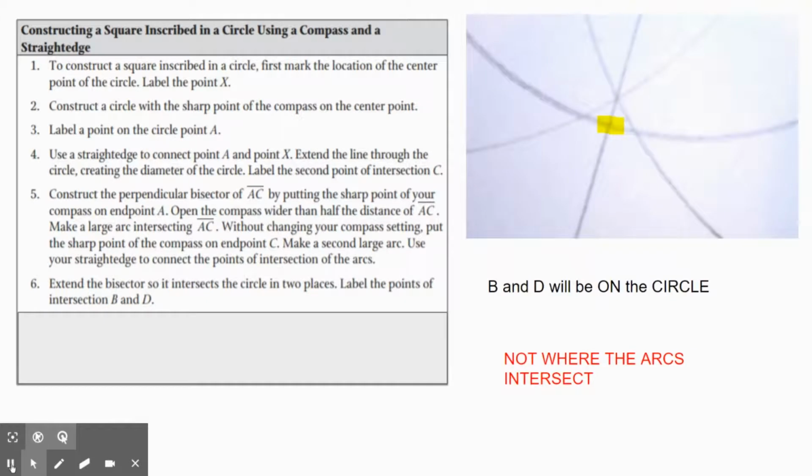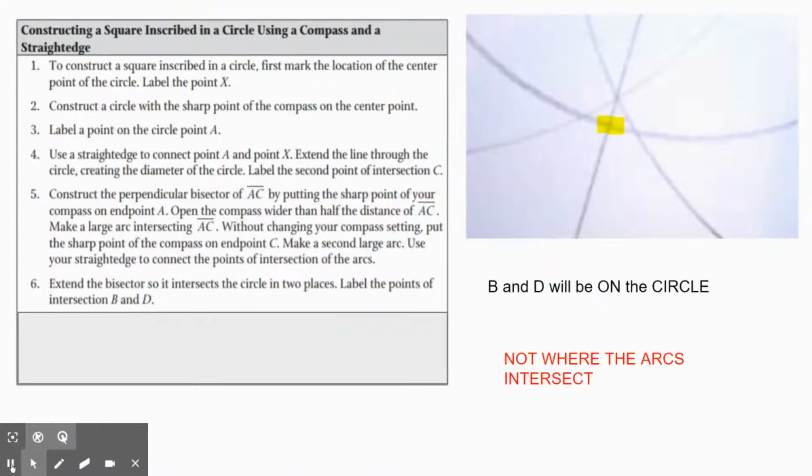Now this is where it gets tricky. We drew a line through the intersection of the arcs, but now I want you to ignore the intersection of the arcs. What we are looking for is, where does the line intersect the circle? That's where we're going to put B and D. Notice I've highlighted where the circle intersects the line. I've labeled this point D, and then on the opposite side, we'll label it point B.